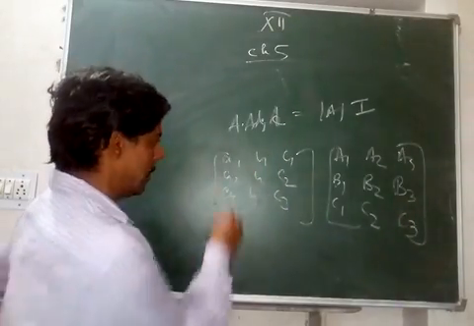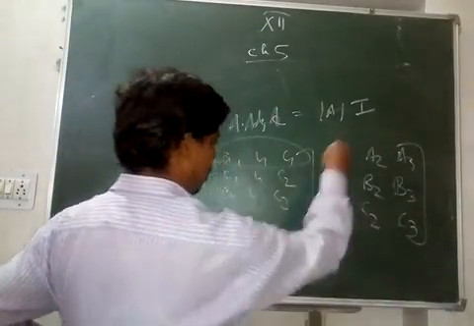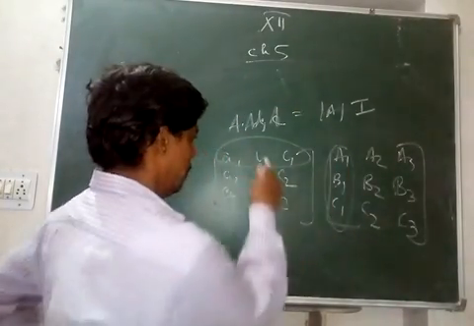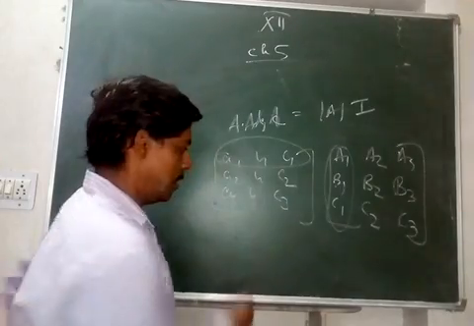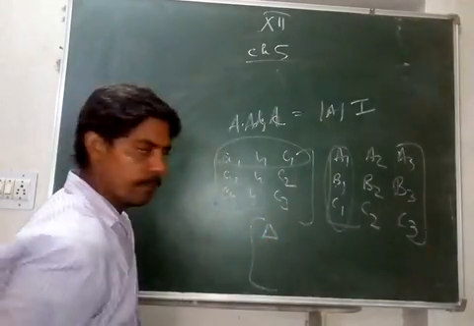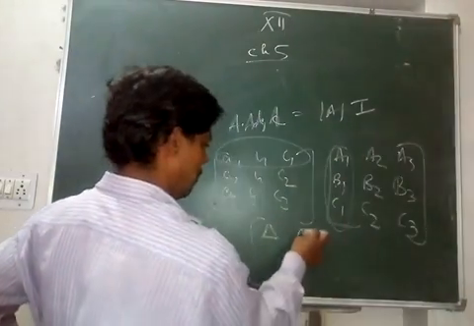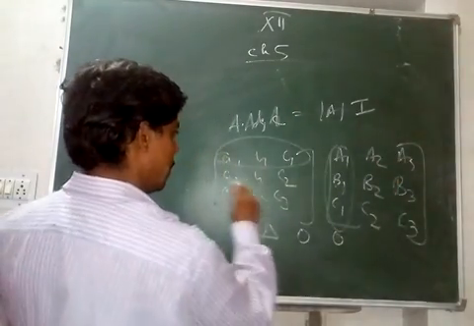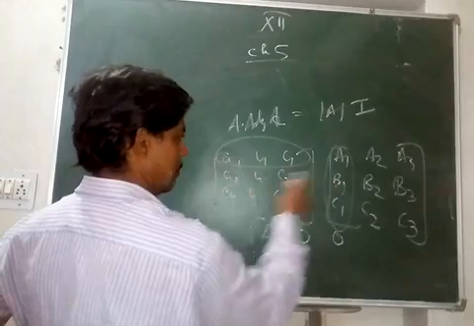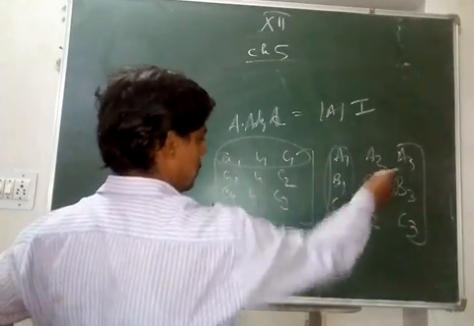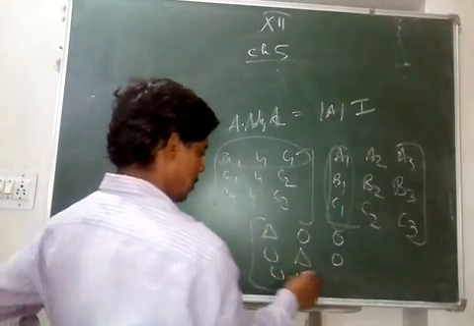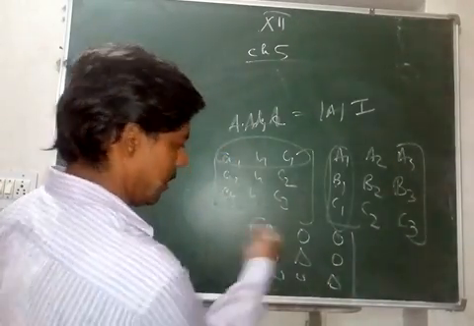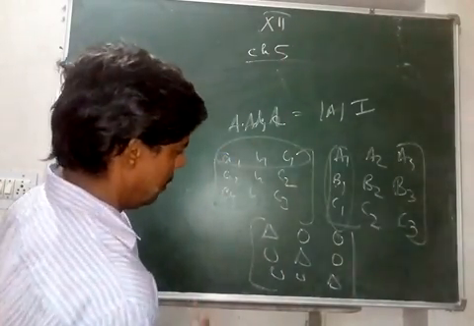Now, if you multiply the two matrices, the first row and first column are multiplied, you will get A1 into A1, B1 into B1, C1 into C1. This is what? Delta, the determinant. If you multiply to this, we have already said that this is 0. Multiply to this, 0. Multiply the second one, delta. Multiply the third one, 0, 0, delta. Delta is the determinant of A. Now you can take it 3 times, right? And what will you get?